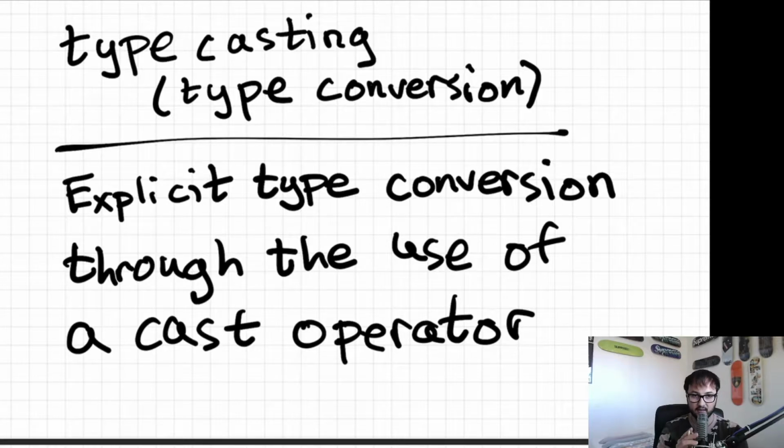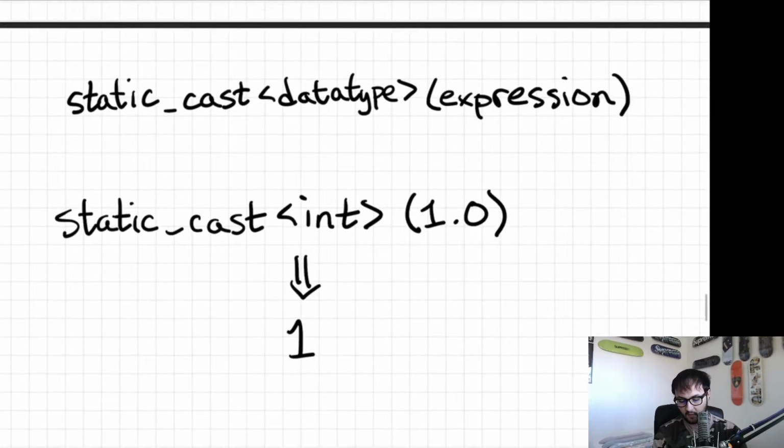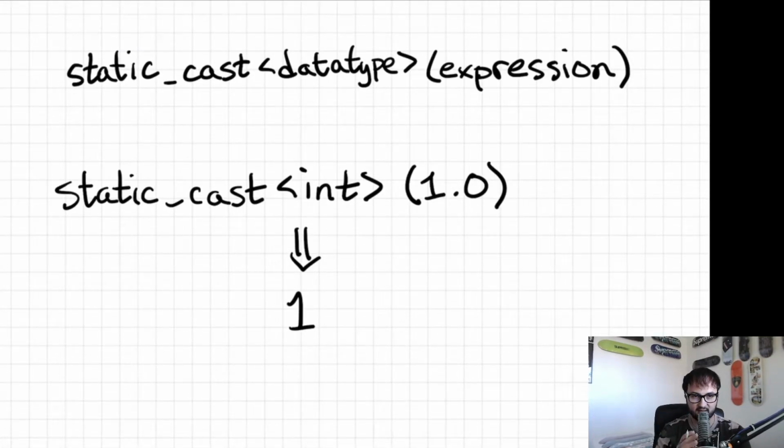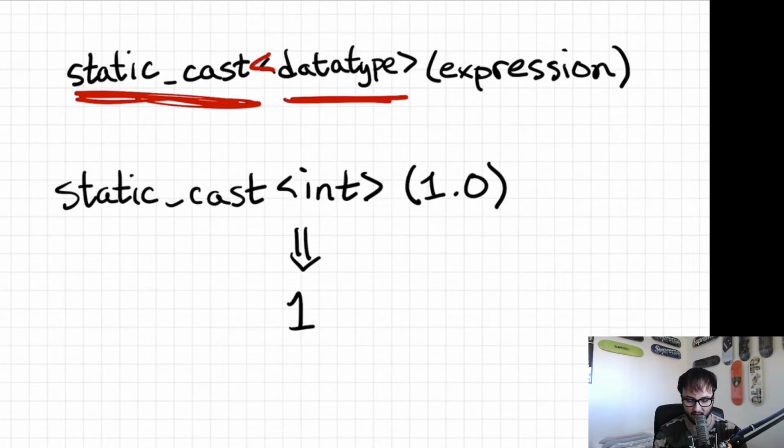There's also typecasting, which is also called type conversion. That's explicit type conversion through the use of a cast operator. And this is the syntax for it, which is going to be static cast. We're going to put our data type inside of these. I'm not sure what they call those. We'll call them brackets for now. They're not brackets, but they're some sort of bracket. So we'll put our data types such as int or bool, etc.